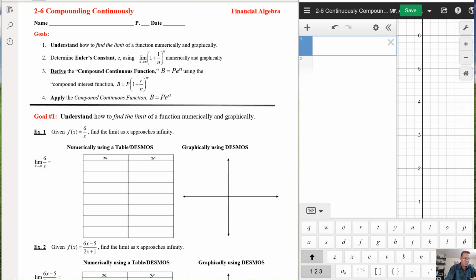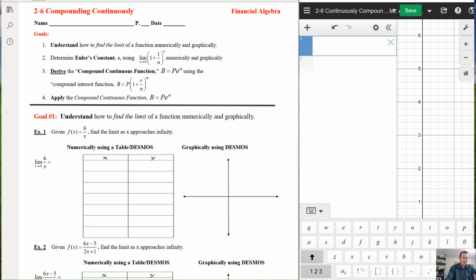Now, in previous lessons in financial algebra, we talked about how to compound annually. We talked about semi-annually, quarterly, monthly, and then daily. We even talked about doing it hourly, so it was kind of crazy. When we got really, really close to compounding continuously, compounding daily and hourly is very, very close to it. But when it comes down to it, the best way to compound your money, to make the most money when you put money into an investment, is to compound it continuously.